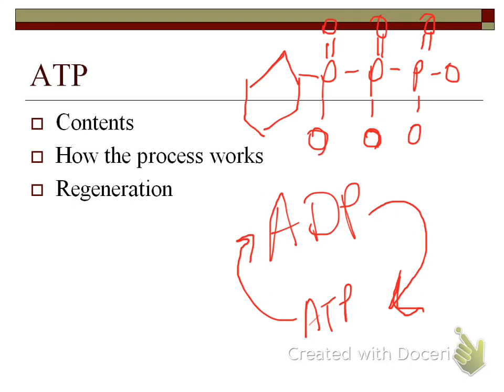That's what I mean by regeneration: at some point, the adenosine diphosphate gets that phosphate back, and then that phosphate's ready to be loaded again to be used to break down energy. Then it uses the phosphate, goes back to ADP, the ADP is reloaded with the phosphate, and then it goes back in the cycle.